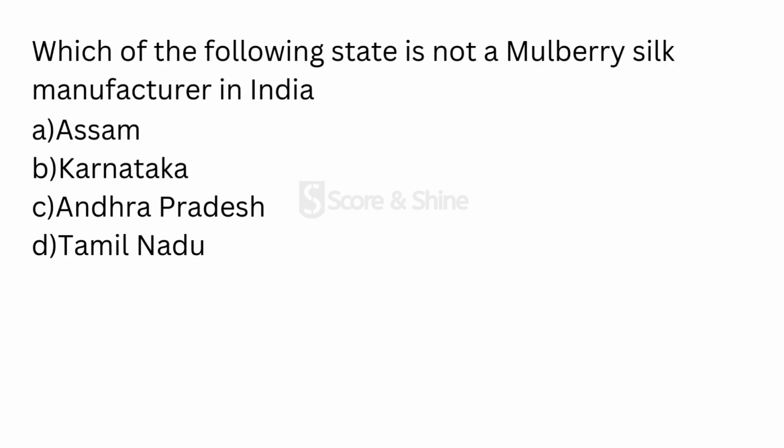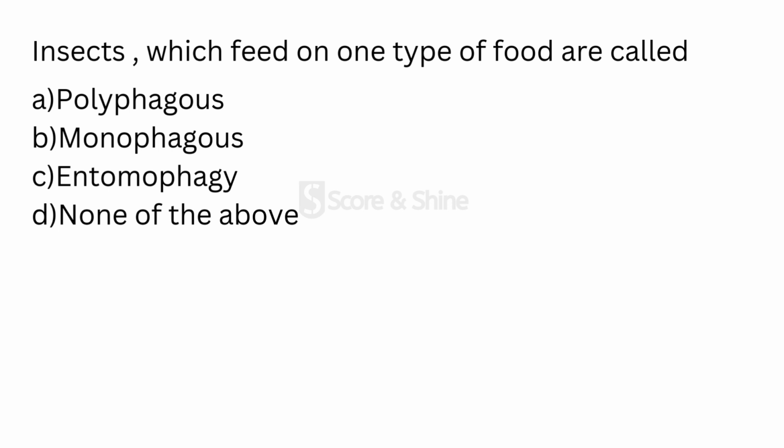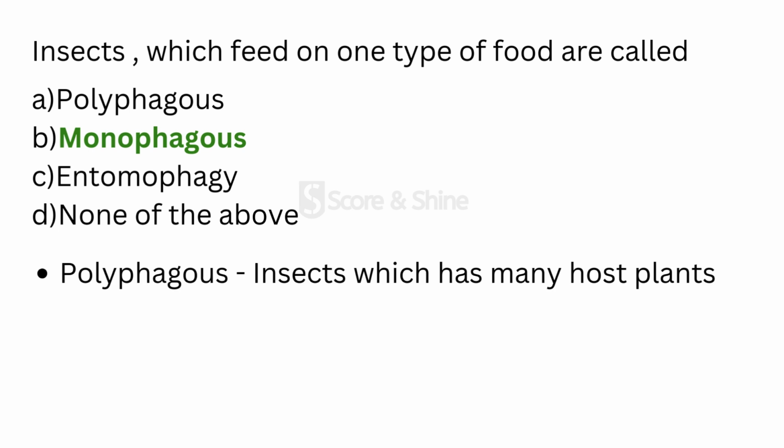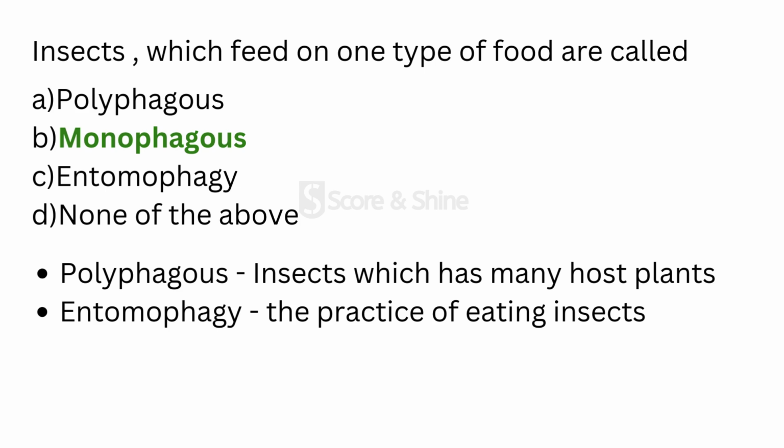And next, which of the following states is not a mulberry silk manufacturer in India? So the answer is Assam. Assam is famous for the production of muga silk. And next, insects which feed on one type of food are called. The answer is monophagous. And here, insects which feed on many types of food, which means insects which have many and different host plants, are called polyphagous. And the practice of eating insects is entomophagy.